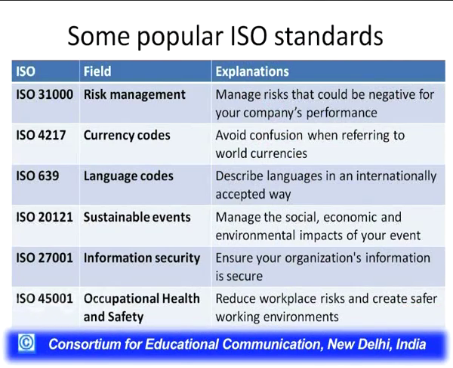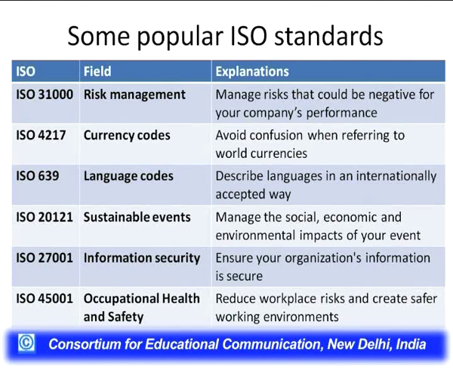Afterwards, the next one is ISO 31000. What does it do? It pertains to risk management. It tells how to manage the risks that could be negative for your company's performance. If there is any risk factor, it should be managed, otherwise the performance can go in a negative direction. The next one is ISO 4217. It pertains to currency codes. It avoids the confusion when we refer to the currencies of different countries.